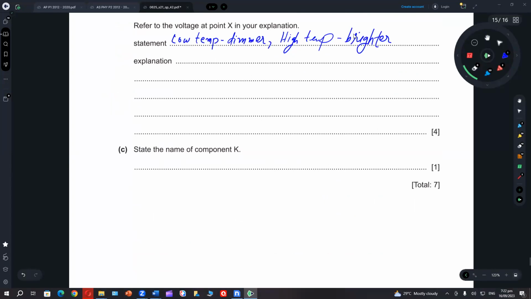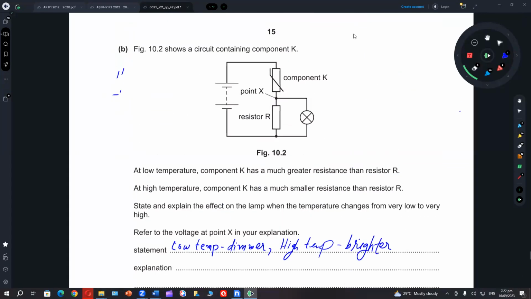State the name of the component K. Who is that component? Thermistor. It is a thermistor.